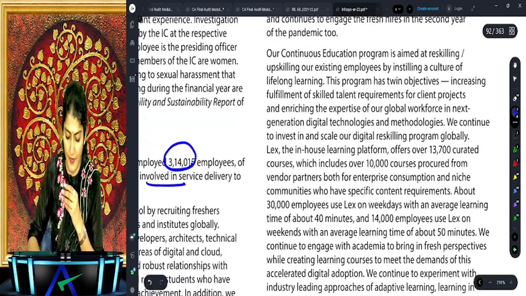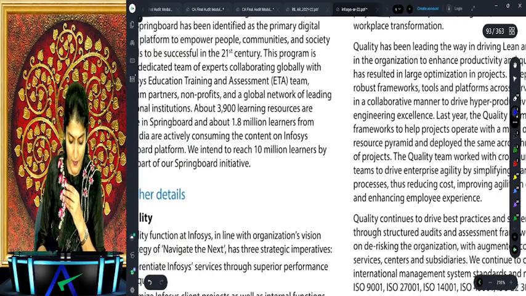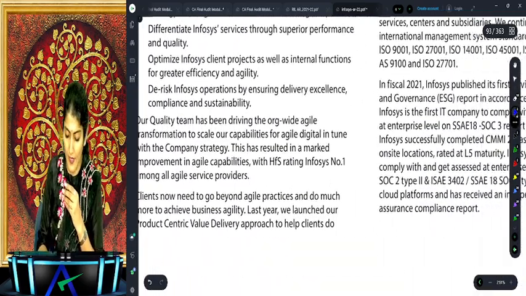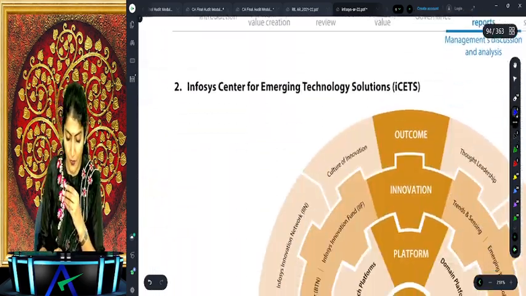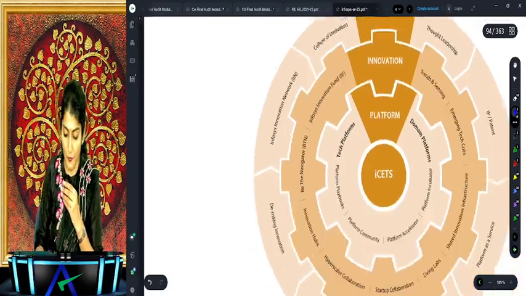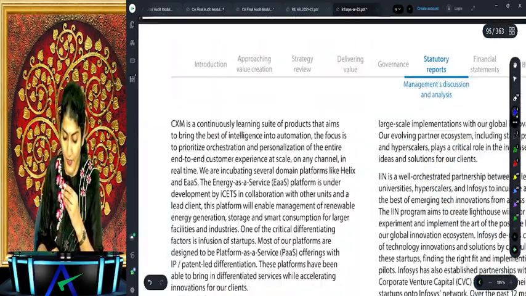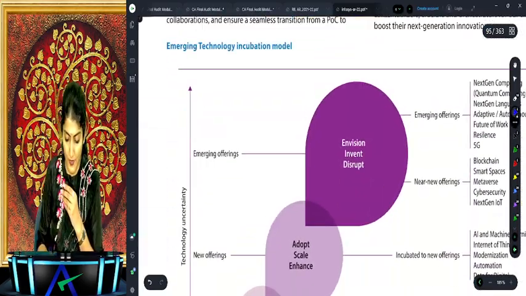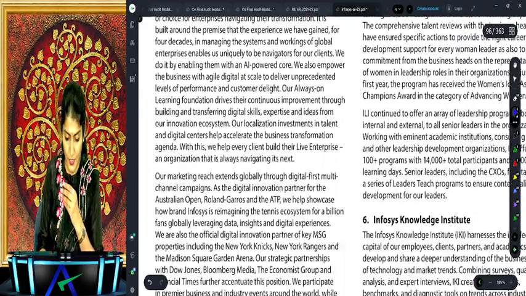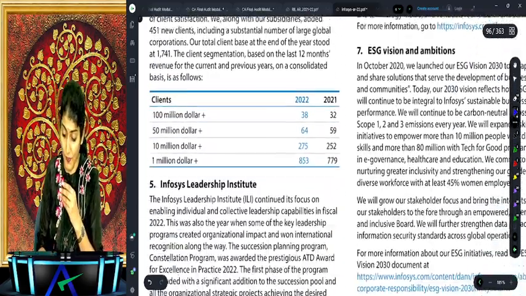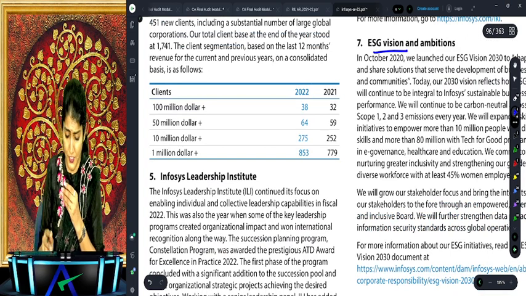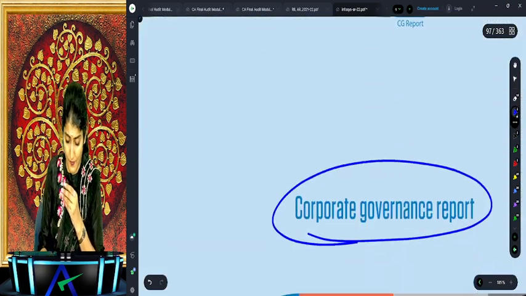Whichever new employees you've taken, what does it say? Education, training and the assessment of the new employees. Are you getting that over there? Then the other details, the quality and all the other details. Then Infosys Center for Emerging Technology Solutions, where the training is given to the employees. Then the Emergent Technology Incubation Model, the Infosys Knowledge Institute, ESG vision and ambitions, Infosys Leadership Institute.